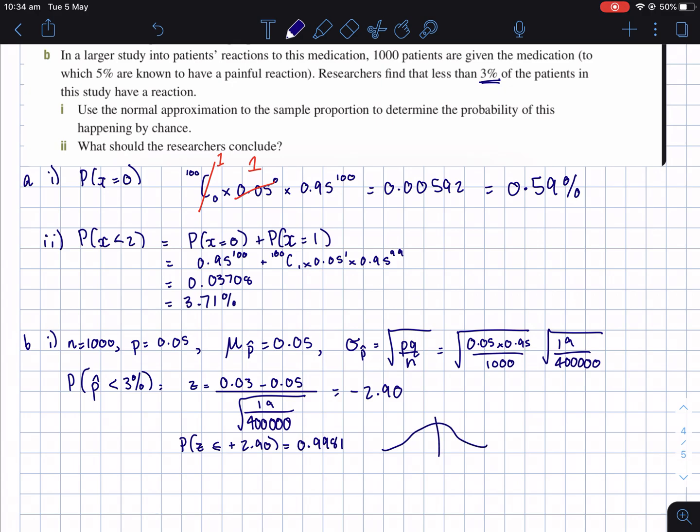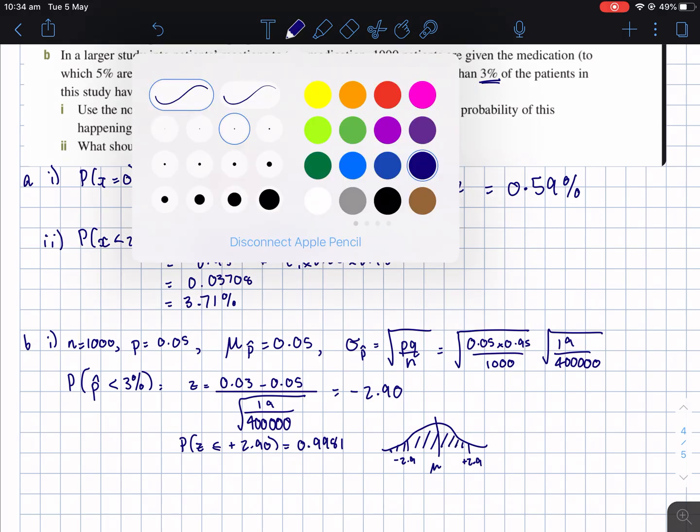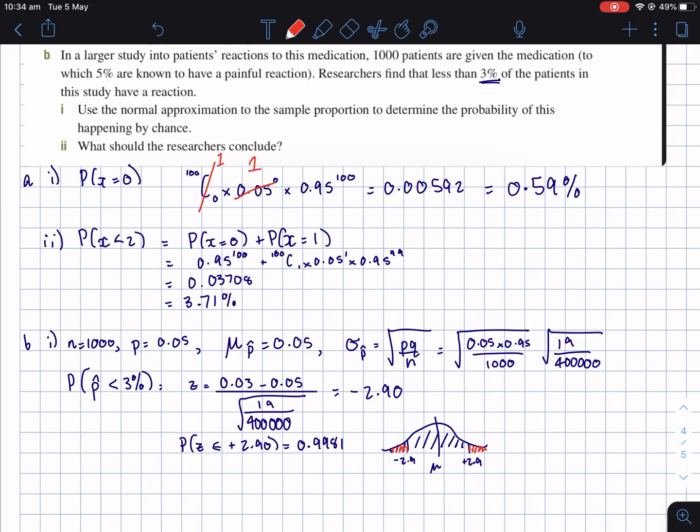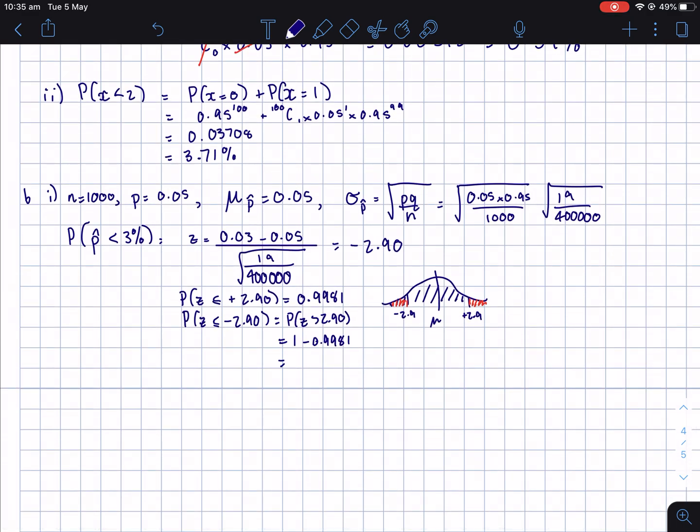Just to remind ourselves, this is the mean, this is what we're after. This is positive 2.9. What we've found is this. What we want is this, which is the same as this. So P(Z is less than or equal to negative 2.90) is the same as P(Z is greater than 2.90). So we've got 1 minus 0.9981, which is 0.0019. So the probability that they actually did this and got a sample proportion that was less than 3% is 0.19%.